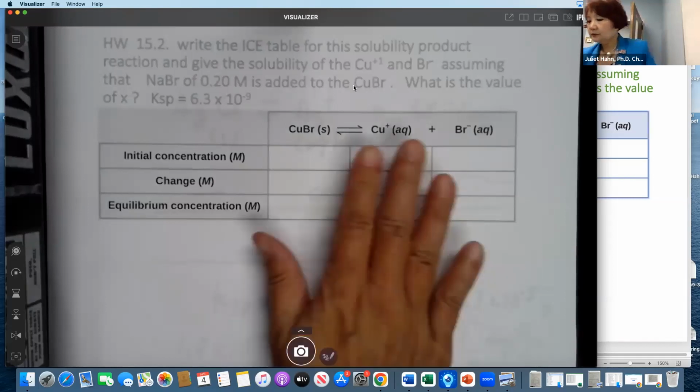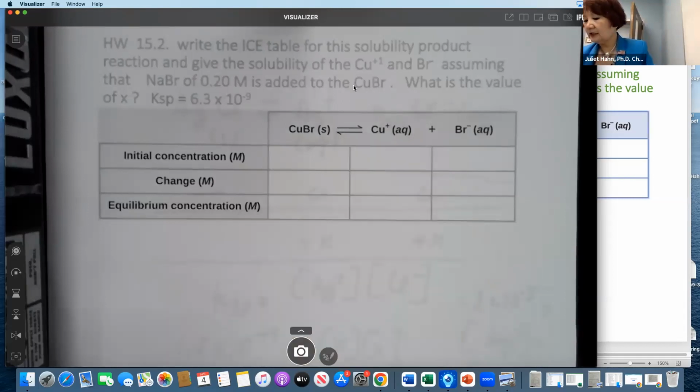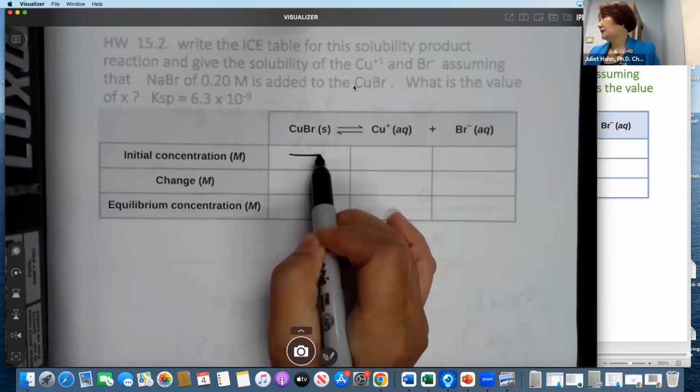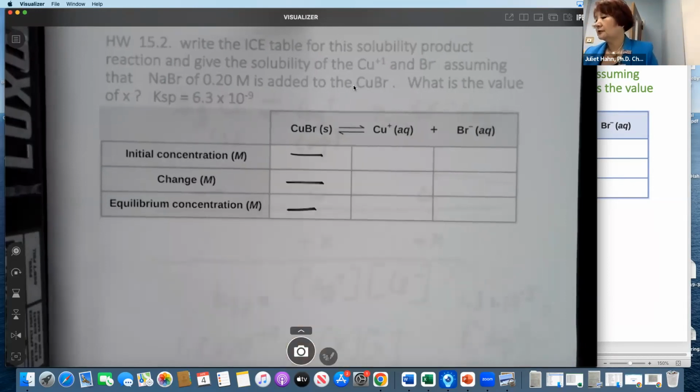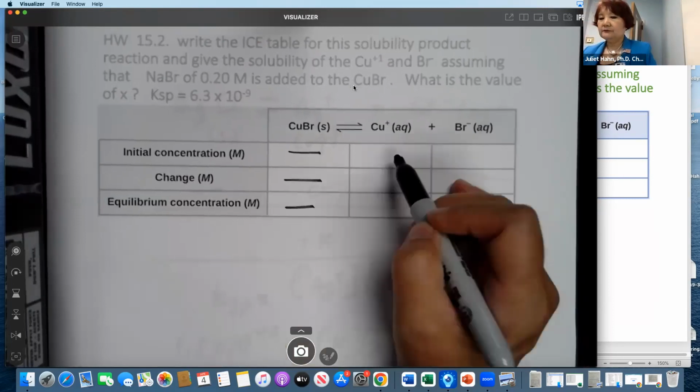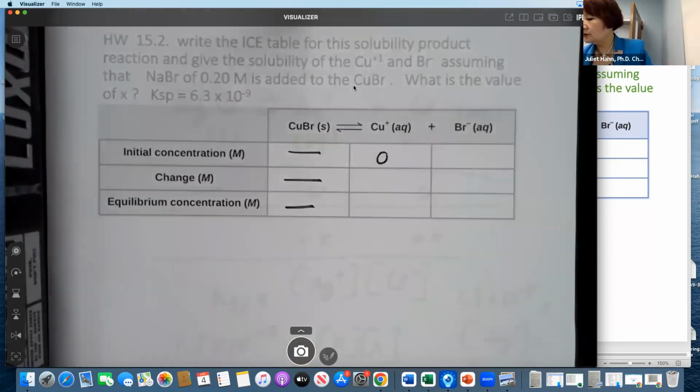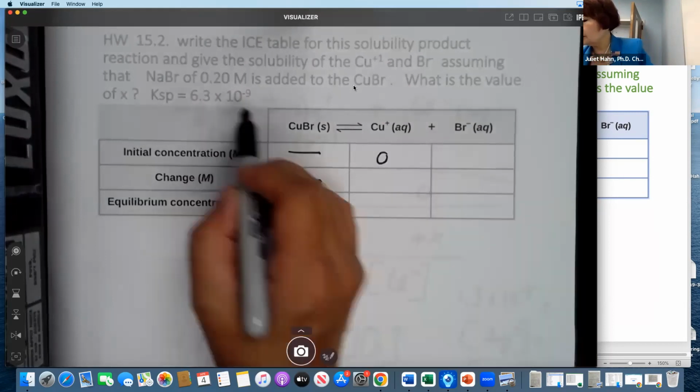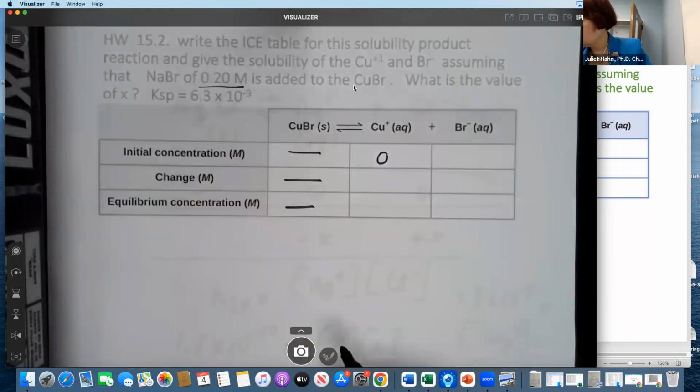All right, so none of these are going to have anything for copper bromide because that's a solid, so we don't actually do a concentration for that. We're going to say we start out with 0 of the copper ions, and then it says we have 0.20 molar of the bromide ion.